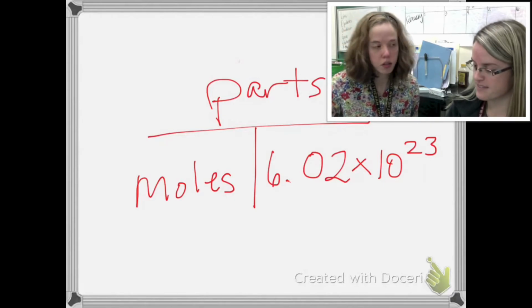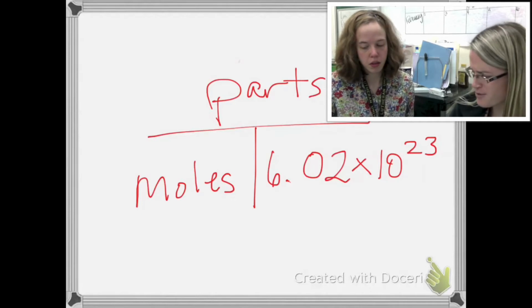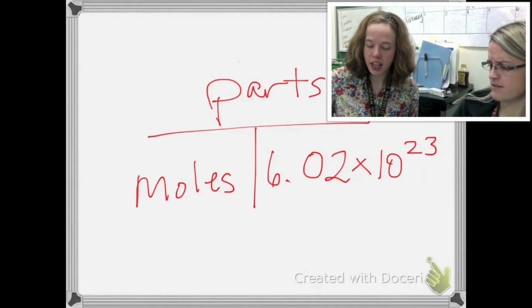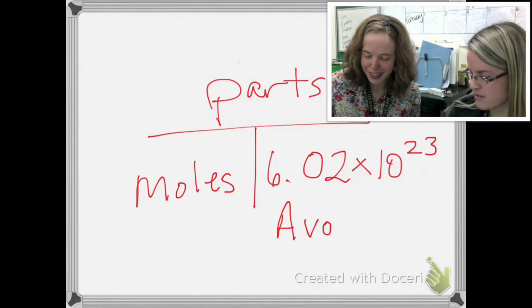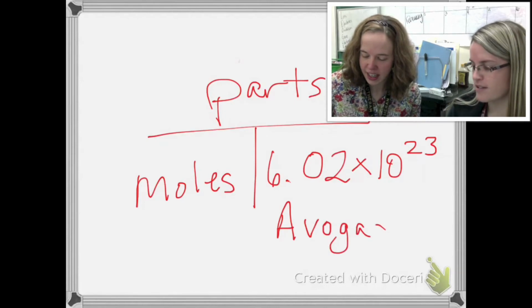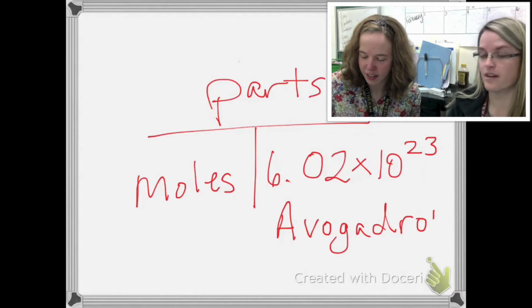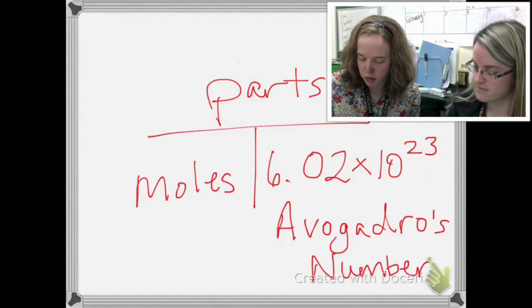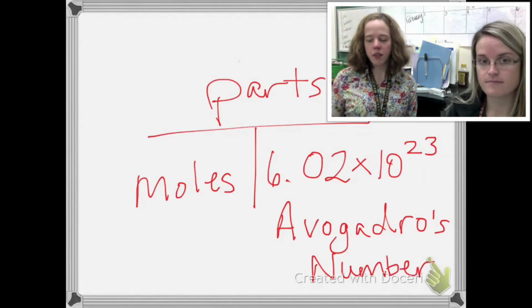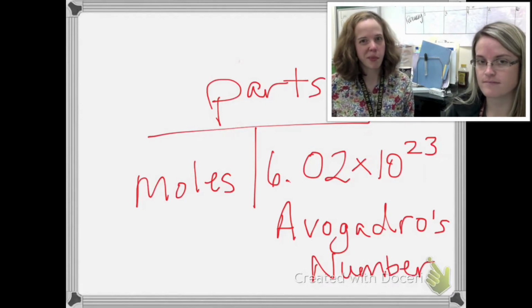Is there a special name for 6.02 times 10 to the 23rd? Yes, there actually is. That is called Avogadro's number. Avocado's number? Nope, it's got a G. It's named after an Italian guy, Amadeo Avogadro. So if anyone ever talks about Avogadro's number, we know we're talking about a mole of something.